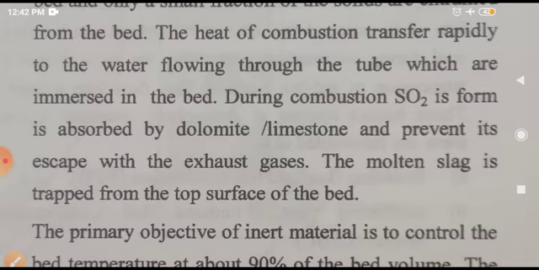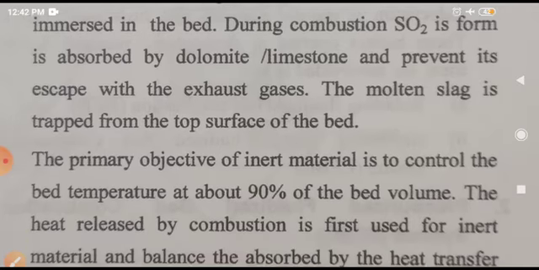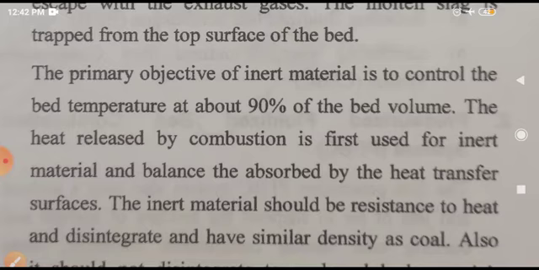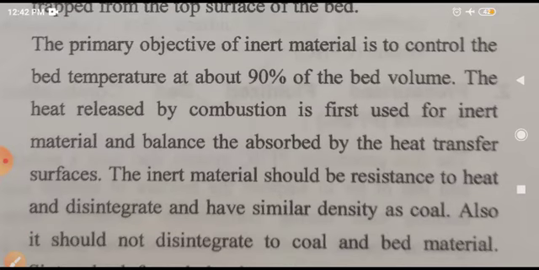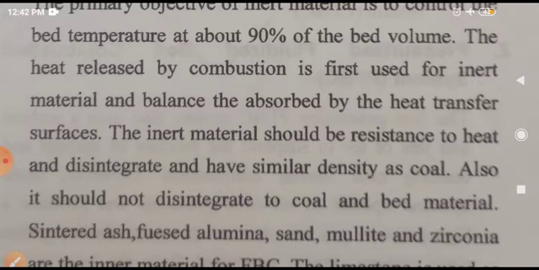During combustion, SO2 is formed and is absorbed by dolomite or limestone, preventing its escape with the exhaust gases. The molten slag is trapped from the top surface of the bed. The primary objective of inert material is to control the bed temperature, about 90% of the fed volume. The heat released by combustion is first used for the inert material and the balance is absorbed by the heat transfer surface.